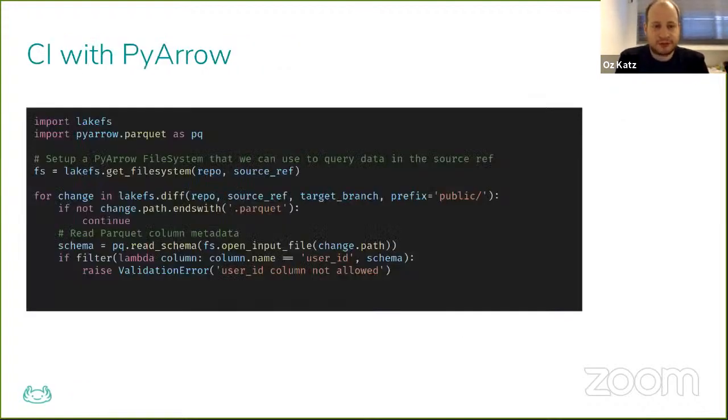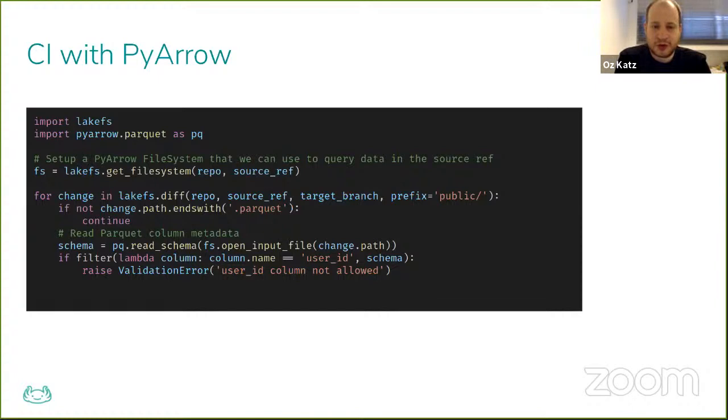This is a bit of a longer example. I'm actually showing the code of what this pre-merge hook would look like. In this example, I'm using PyArrow. PyArrow is a nice Python library that basically integrates into the Arrow ecosystem, and I'm using it here for something that's pretty trivial. I'm using it to read the Parquet file and to check its schema, to see what columns it contains. And in this example, because it's a pre-merge hook, I'll start by doing a diff, like show me what changes are being introduced.